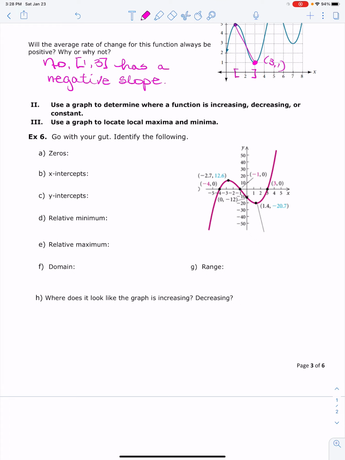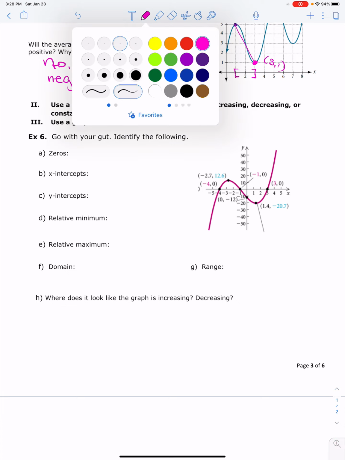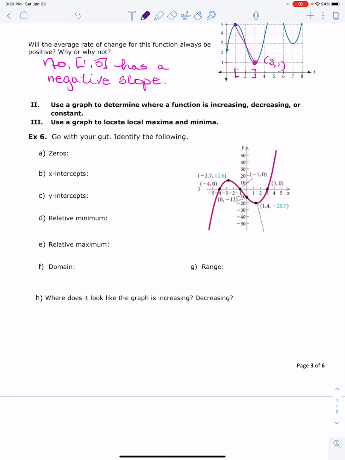We are going to use graphs to determine where a function is increasing, decreasing, or constant, and also use a graph to locate local maxima and minima. So we're going to start by just going with the gut and what we know. Let's put this in here. Let's make sure we can read it. The zeros are the x values where y equals 0.